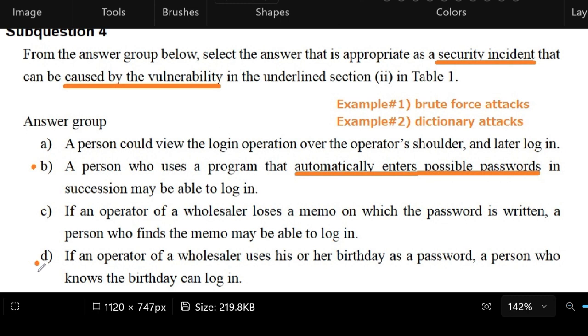Letter D. If an operator of a wholesaler uses his or her birthday as a password, a person who knows the birthday can log in. Okay, so this is also a vulnerability, but not quite like letter B, where you can just try out several passwords, and it seems like if you make a mistake, you can just try it again, and then several attempts afterwards, you can log into the account and find the password also, so that next time you don't have to try several passwords. You just enter the password that got you to log in, so you can put it in a note or something. So therefore, in this case, the best answer is letter B.